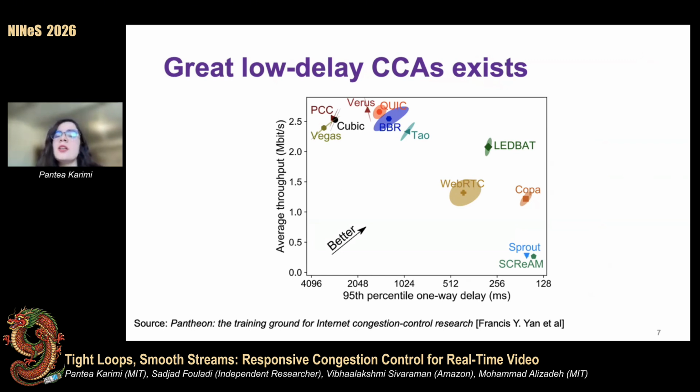We have many good delay-based congestion control algorithms like COPA that work well on normal traffic. They keep delay small and throughput high. So the obvious question is, why do real-time applications still suffer? Why don't we just use CCAs like COPA for video to keep the latency low and quality high?